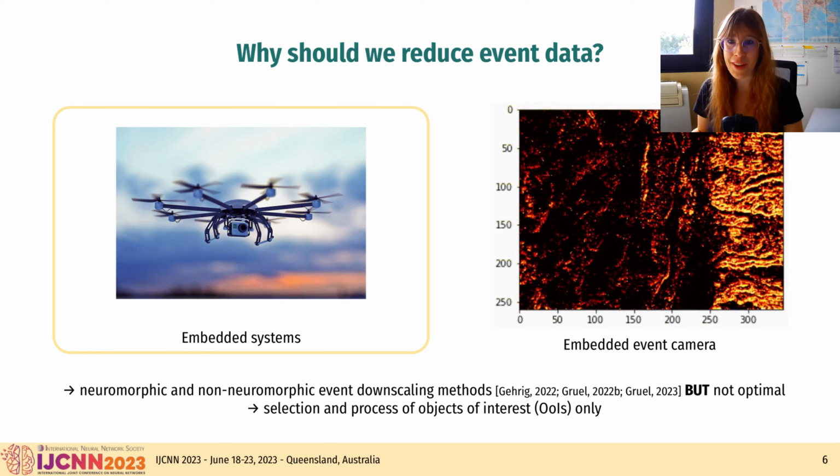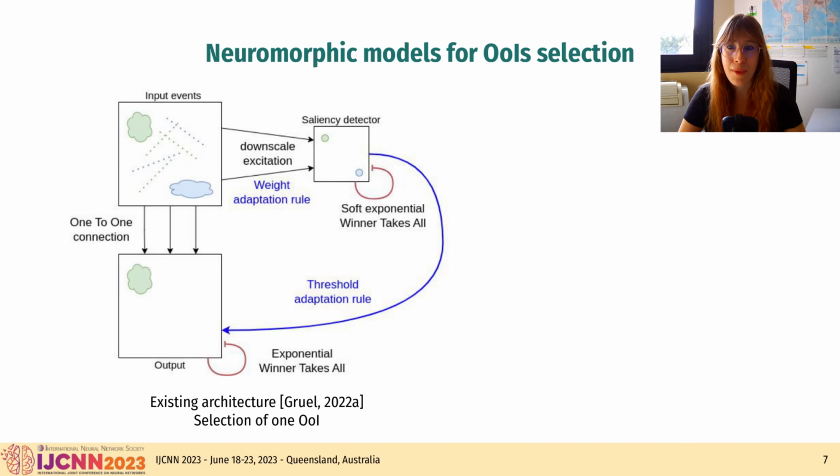So what we're going to do now is introduce this concept of visual saliency. We are going to select and process objects of interest only in the visual scene. So how are we going to do that? Well, we are going to take inspiration from a reference model, which is a model that we published at ICASSP 2022, that produces neuromorphic visual attention for object of interest selection. This model originally was selecting only one object of interest at a time. So we built on that in order to select multiple objects of interest at a time.